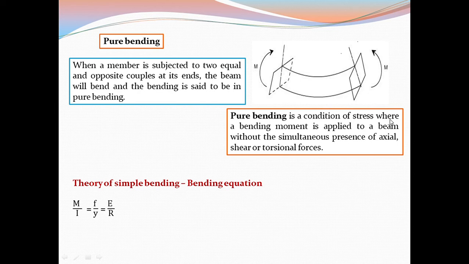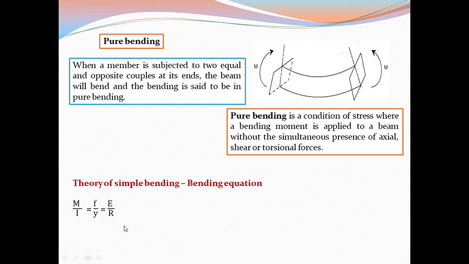Pure bending, right? So pure bending is a condition of stress where a bending moment is applied to a beam without the simultaneous presence of axial, shear or torsional forces. So bending of a beam due to only the moment is called pure bending. Note here, bending of a beam due to only the moment, no other forces, is called pure bending, right? Okay.